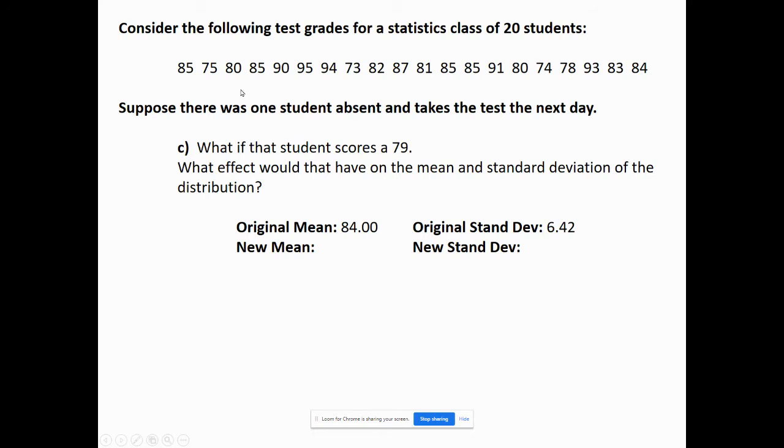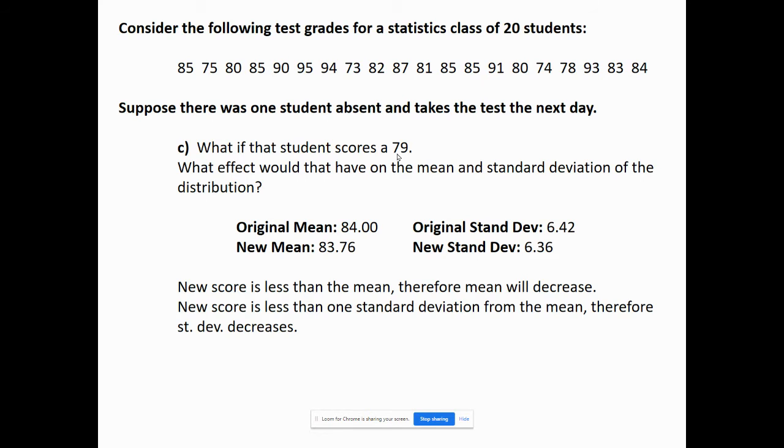Okay, next what if. This is the original group of 20. We've got the one student that's absent that's taking a test. That student scores a 79. What effect is this going to have? So in terms of calculator keystroke skills, go to your list, remove the what if from part B, put in a 79, rerun your one variable statistics, and you should get your 83.76, 6.36. So does this make sense?